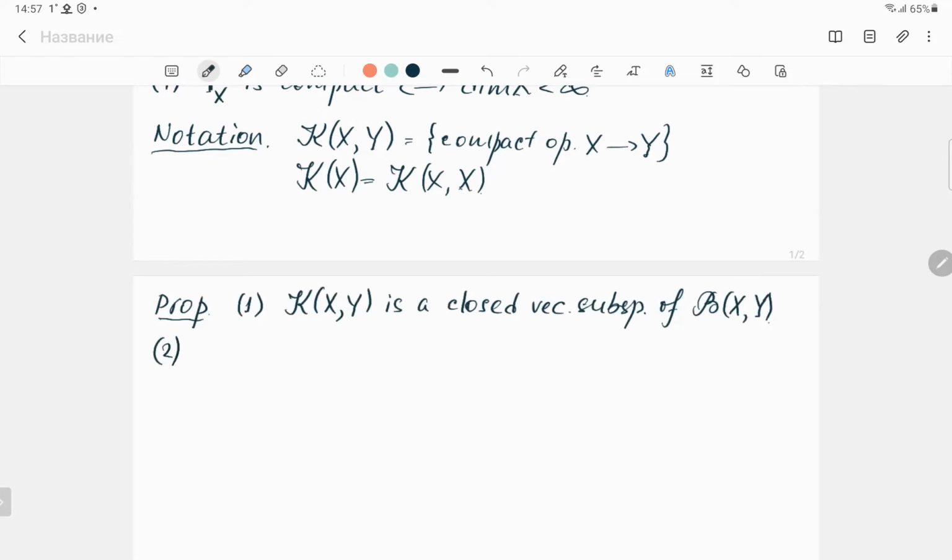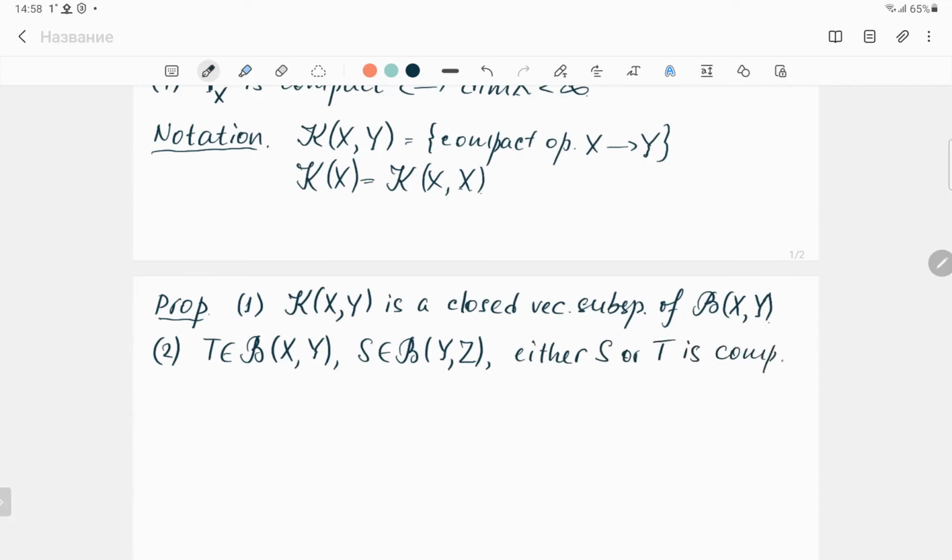Second, if we have two bounded operators, T from X to Y, and S from Y to Z, and one of them is compact. So we assume that either S or T is compact, then so is the composition ST.